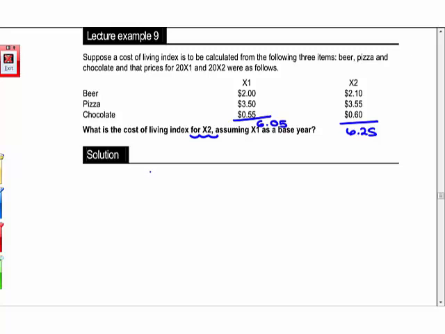To work out the price index then for X2, we take the actual figure in year 2 divided by the actual figure in year 1 and then multiply that by 100 to give us the index number. And that's going to give us an index of 103.3. What that translates to meaning then is that prices have increased by 3.3% from year 1 to year 2. And that's obviously an average increase because some of the goods may have increased more than others.